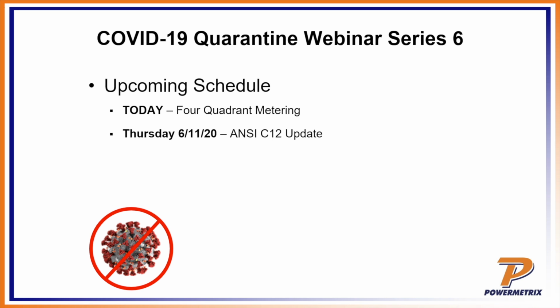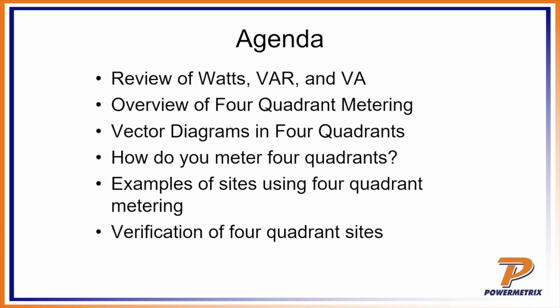This is the latest in our COVID-19 quarantine webinar series. Today we're going to talk about Four Quadrant Metering. We also have another presentation this week on Thursday, which is going to be an ANSI C12 update. I am an active member of ANSI C12, a voting member, since 2012. The purpose of the update is to educate those of you that are not familiar with ANSI C12, but also to give you an update about what's going on in the world of ANSI. So let's hop into our agenda for today.